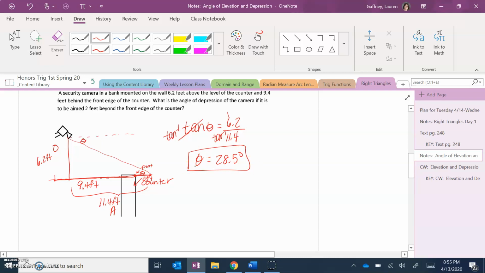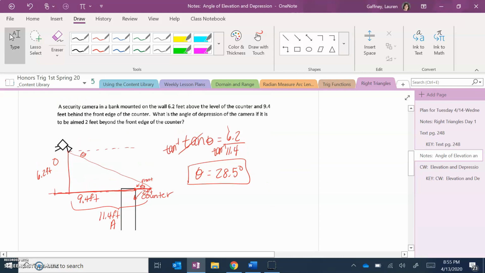Let me back up one second. It's mounted 6.2 feet above the level of the counter. So here's the level of the counter, so this is 6.2 feet. It's 9.4 feet behind the front edge of the counter. Imagine if a banker's standing here, this is the front edge of the counter. So this is 9.4 feet. What is the angle of depression if the camera is to be aimed so it's pointing 2 feet beyond the front edge of the counter?